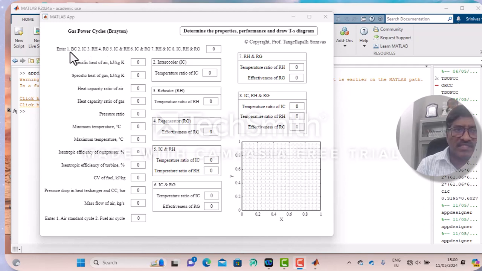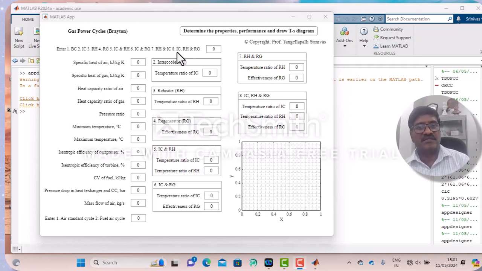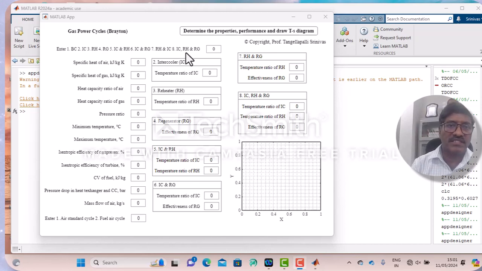Number one is the Brayton cycle. Two is with intercooler. Three is with the option of reheater or regenerator. Five is intercooler and reheater. Six is the intercooler and regenerator. Seven is the reheater and intercooler. Eight is all the combinations, that's Brayton cycle with intercooler, reheater, and regenerator options.